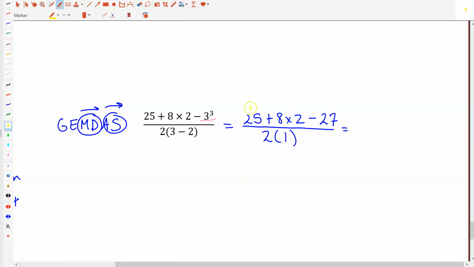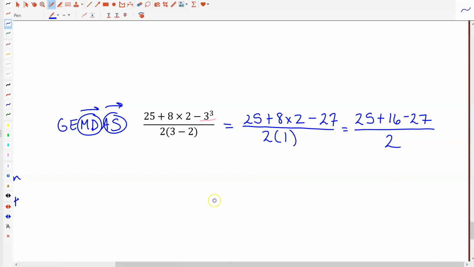All right, so back upstairs, order of operations. What do I want to do next? I don't have any grouping symbols and I don't have any exponents. So now we'll multiply or divide in order from left to right. I only have that one little multiplication problem in there, so I'll have 25 plus, the 8 times 2 is 16, minus 27. Downstairs, I don't have any grouping symbols or exponents, but I do have that multiplication, so 2 times 1 is 2.